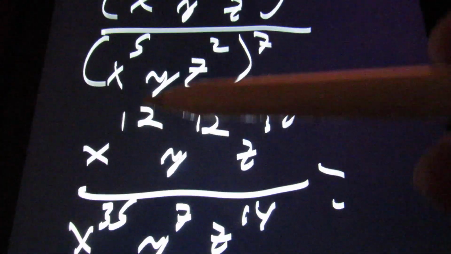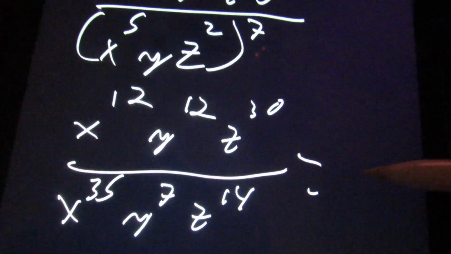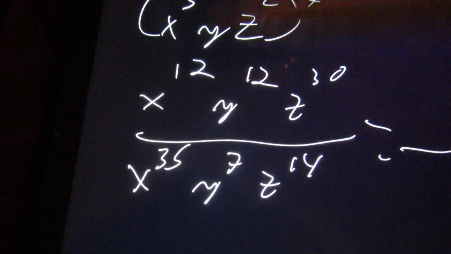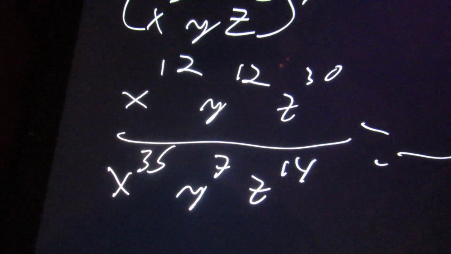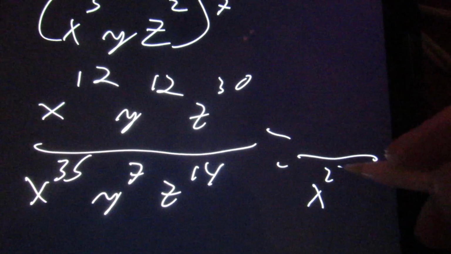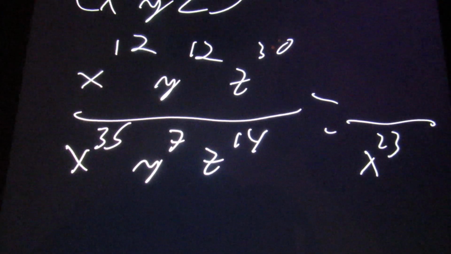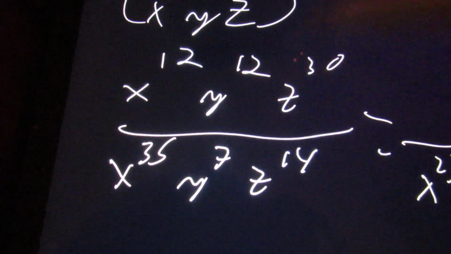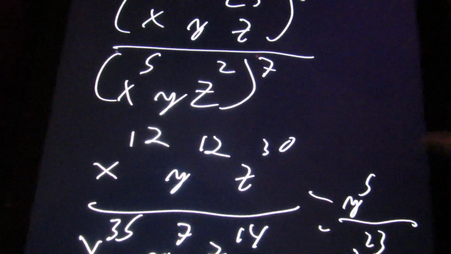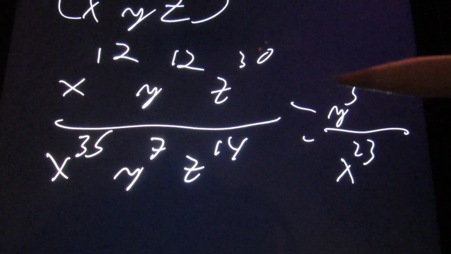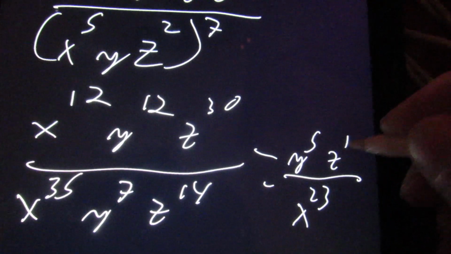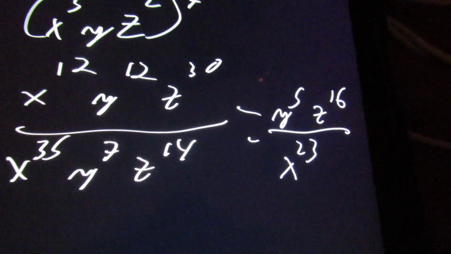We have x to the 12 on top, x to the 35 on bottom. So I'm going to have the x's on bottom. 35 minus 12 is going to be 23. So x to the 23 on bottom. Here we have 12 minus 7. So y, 12 minus 7 is y to the 5. And we have z to the 30 minus 14, which is z to the 16.